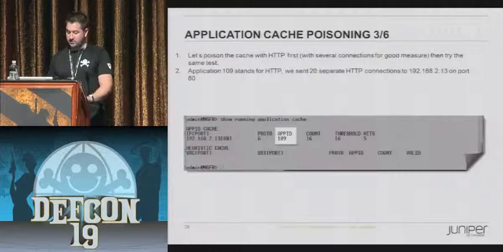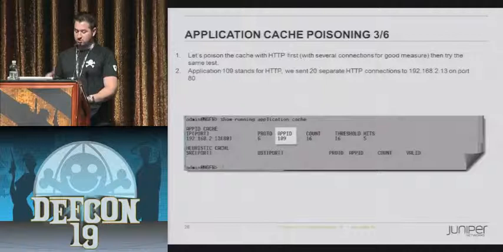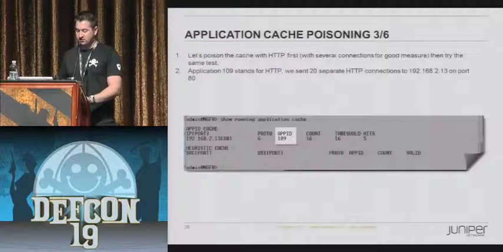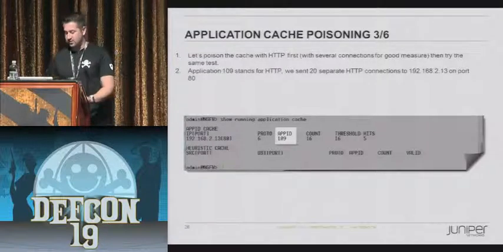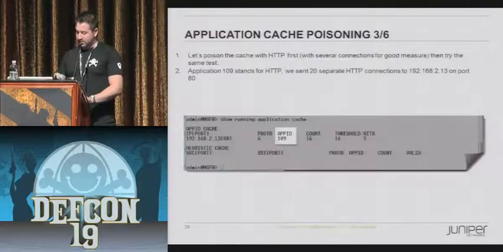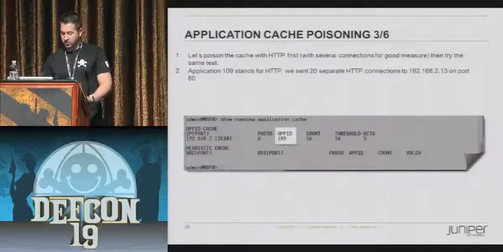What we're going to do now is actually poison the cache, to insert the application in the cache table and see what happens. In this case, I just sent a bunch of HTTP messages. I used, again, this simple program I whipped up, but you could use wget or really anything as long as the client and the server can properly collude. So I just send a bunch of HTTP messages, and you can see that it puts an entry in the application cache. Protocol 6 is obviously TCP, port 80, and it cached it as application ID 109, which stands for web browsing, in this case HTTP.